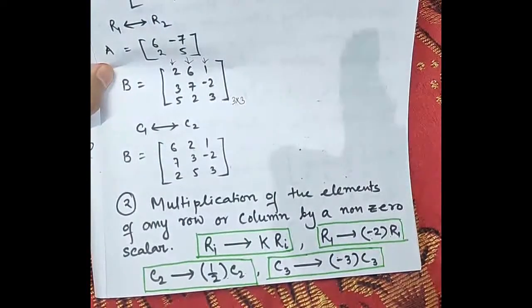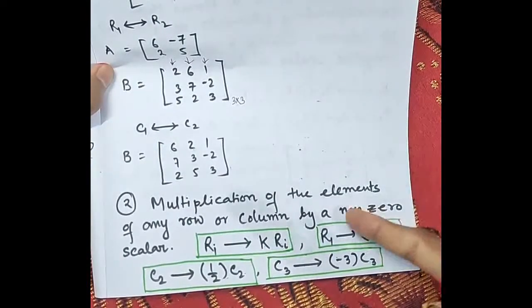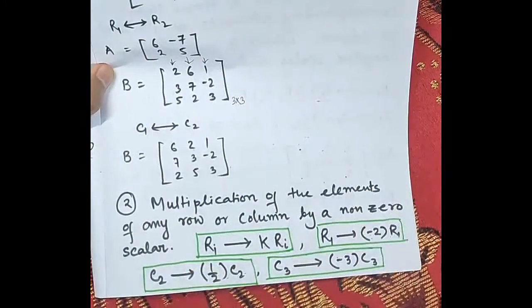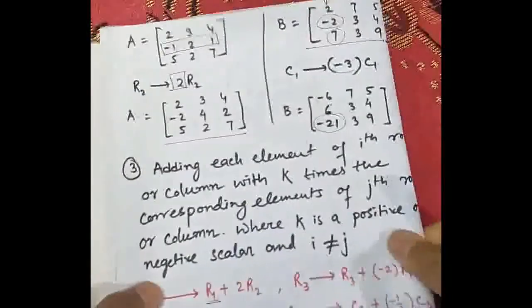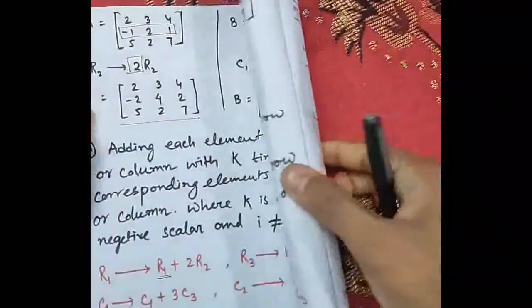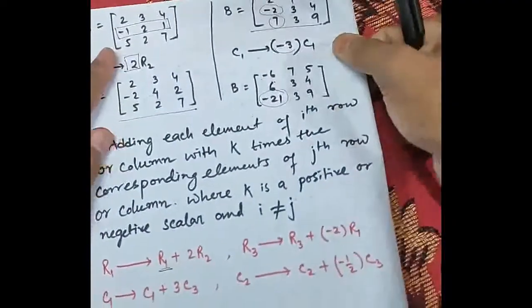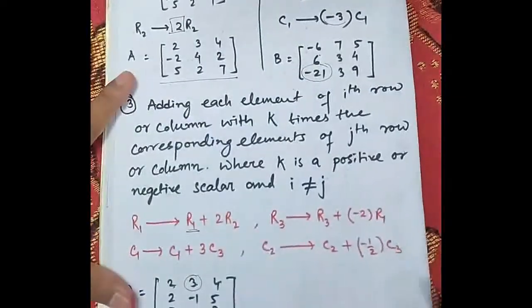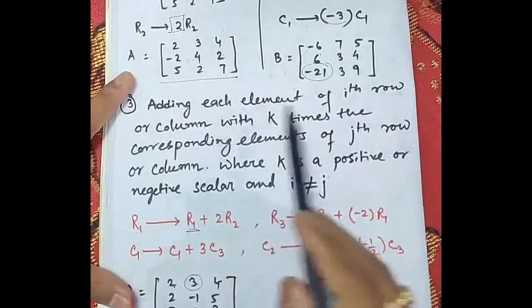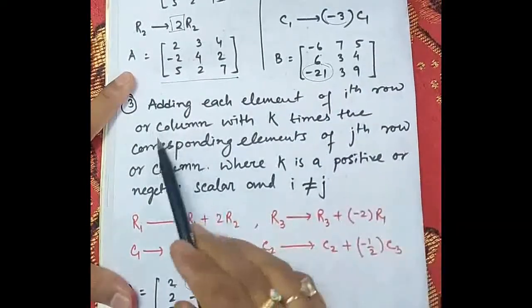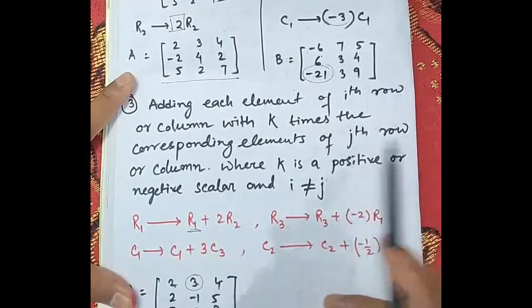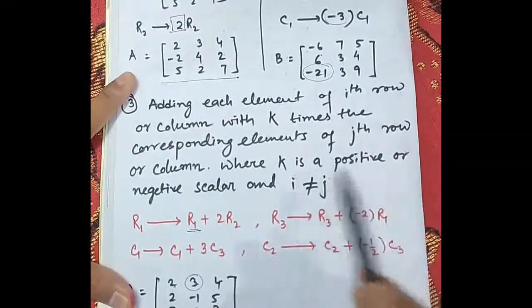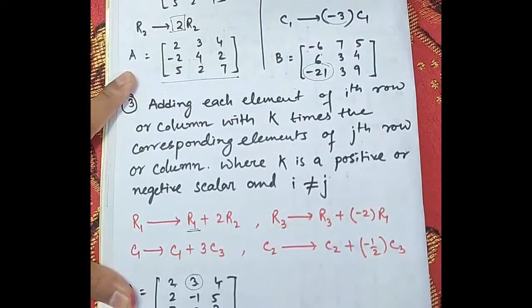So the first is interchange of rows or columns. The second one is multiplying a scalar with that particular row or column. And the third one is adding to each element of the ith row or column k times the corresponding elements of the jth row or column, where k is a positive or negative scalar and i is not equal to j.